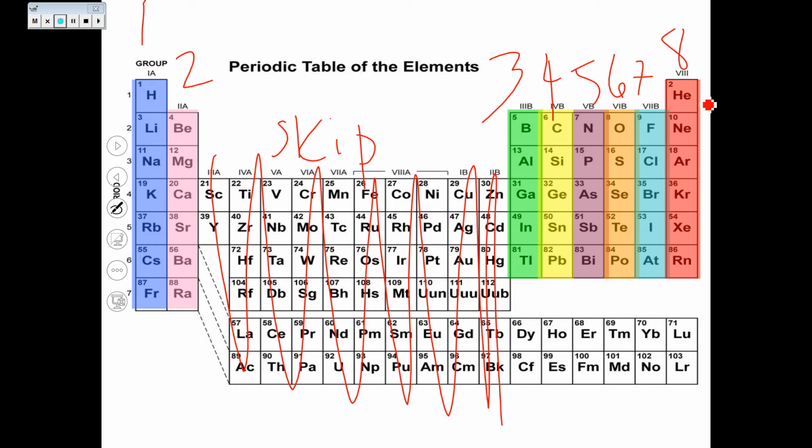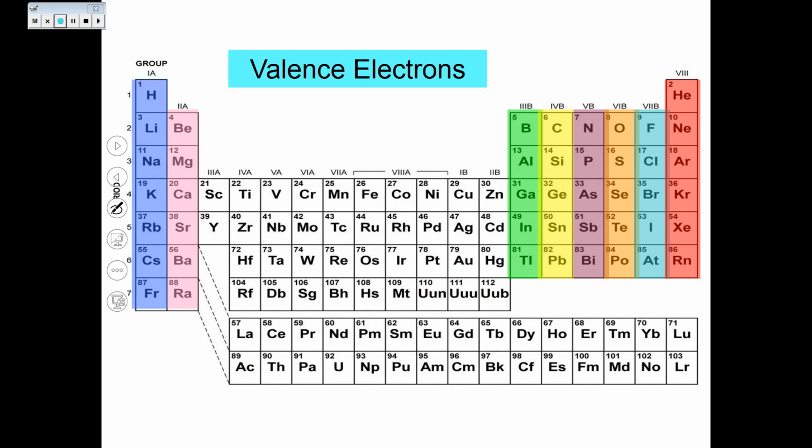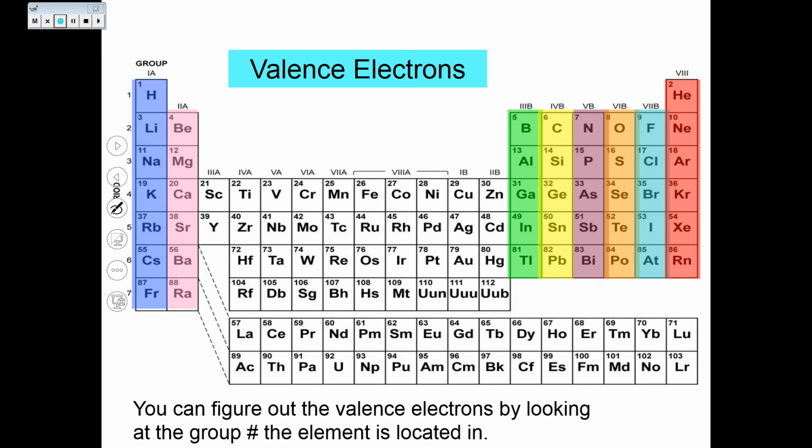The only exception to group 8 is helium. The reason that helium does not have 8 valence electrons is that its atomic number is 2. So it can't have that 8. It just has 2, which is full for the first ring. You can figure out the valence electrons by looking at the group number the element is located in.